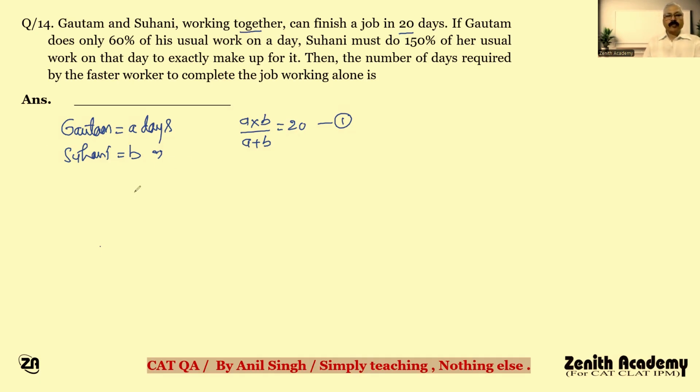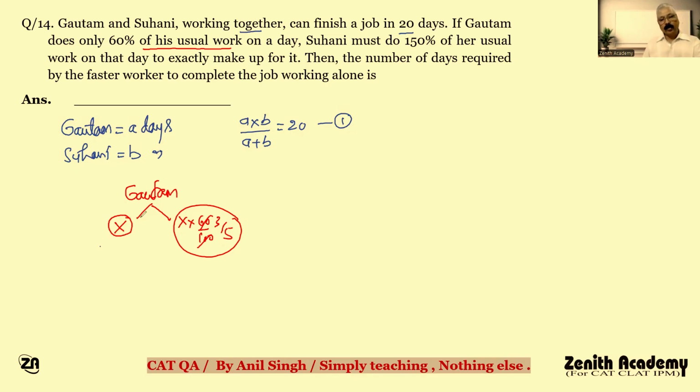Question is, if Gautam does only 60% of his usual work, means if Gautam daily does X works, so now 60% of his means 3 by 5. So now Gautam will do only 3 by 5 of the work which earlier he was doing.